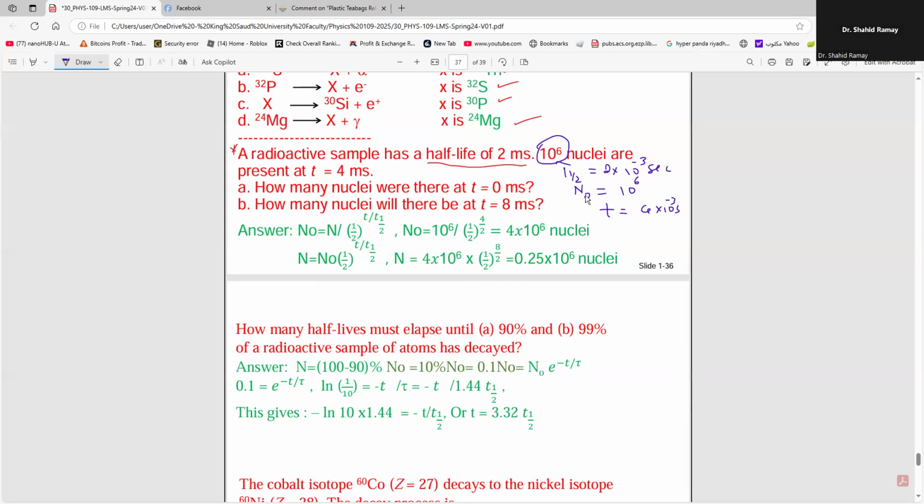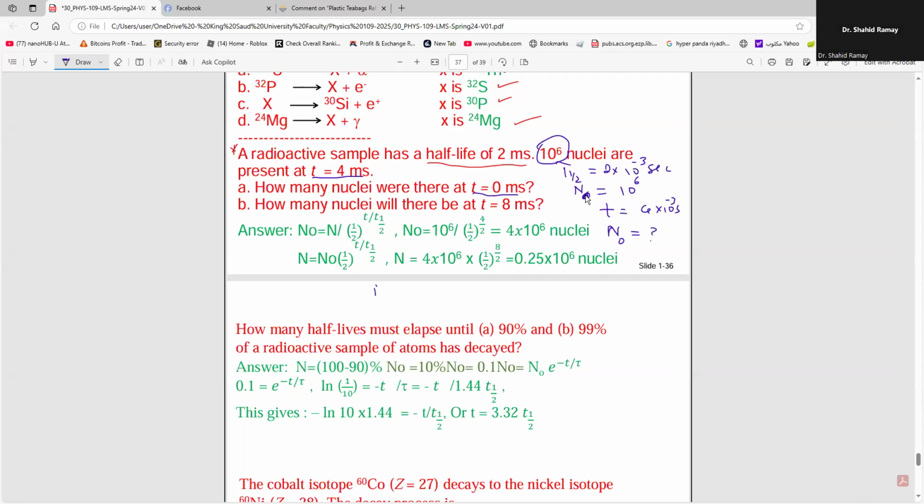Initially, the value given is actually the N value. Here I wrote N naught, and this is wrong. So how many nuclei are left at t equal to 0? He is demanding the initial value, so he is asking about N naught.